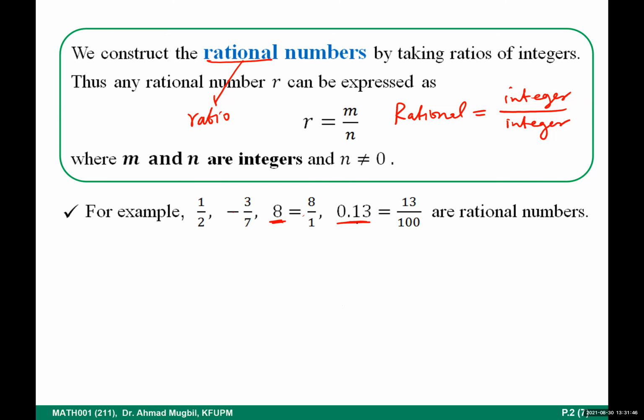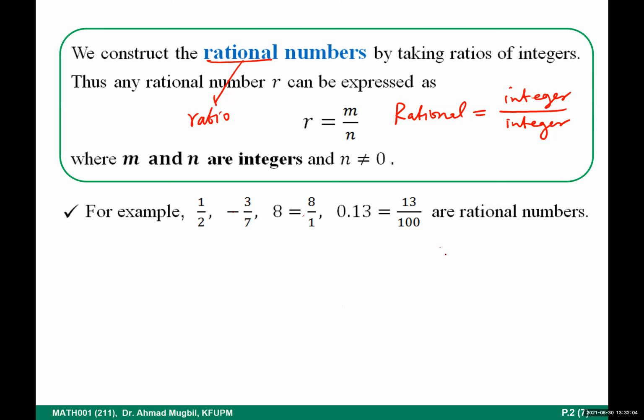Also here, look ya shabab, 0.13. It is 13 over 100. This is integer over integer. Okay. Now, is that enough ya shabab? Let me show you something. Now, why do we need to do that in terms of algebra and equations?